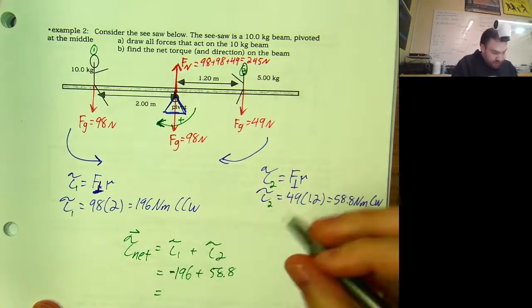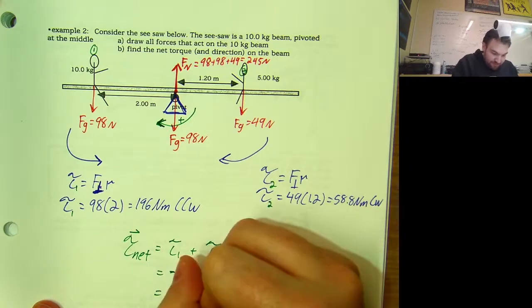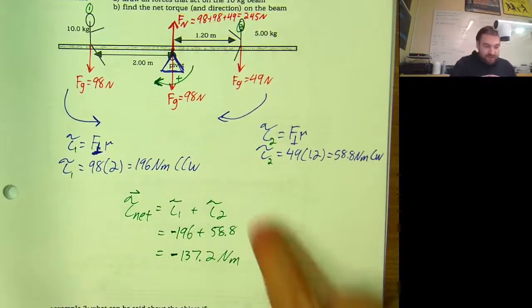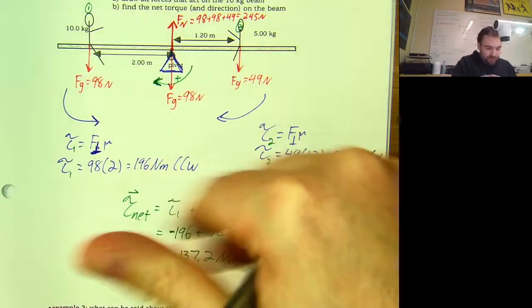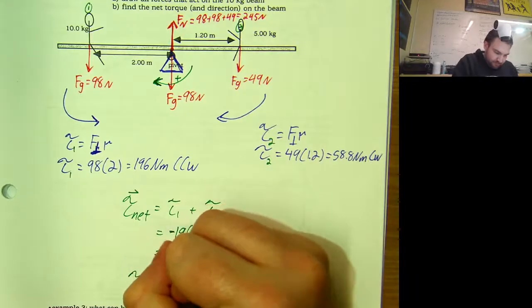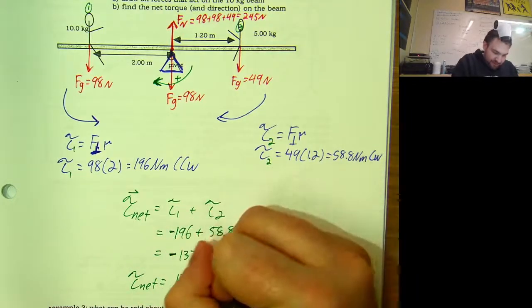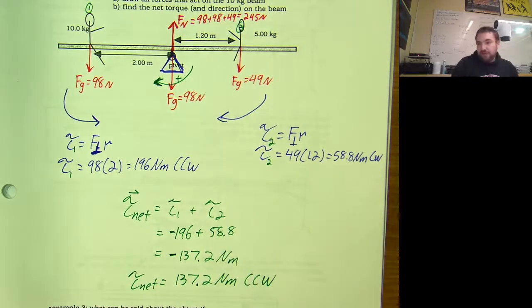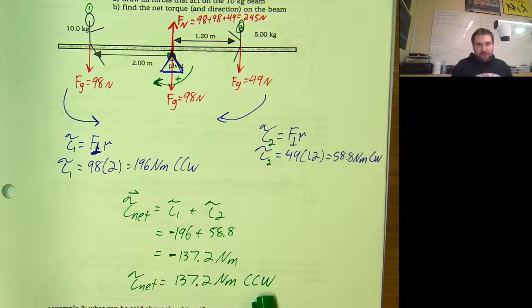So that tells us that the torque is negative 137.2 Newton meters. Well, if it's a negative torque and we said clockwise was positive, then counterclockwise is going to be our direction here. So it's going to be 137.2 Newton meters counterclockwise. I don't have to have negative and counterclockwise. It's one or the other. Okay. Relatively straightforward. It's going to get more complicated. Flip the page.